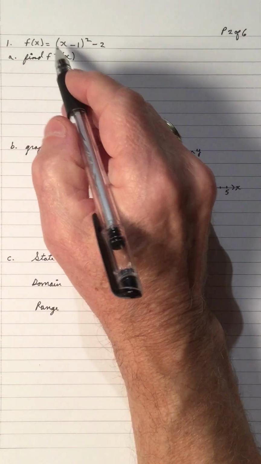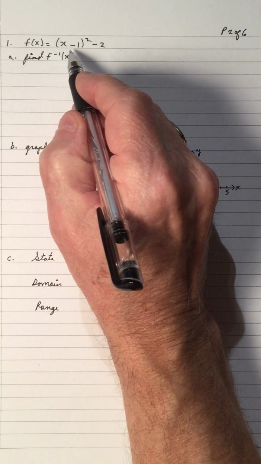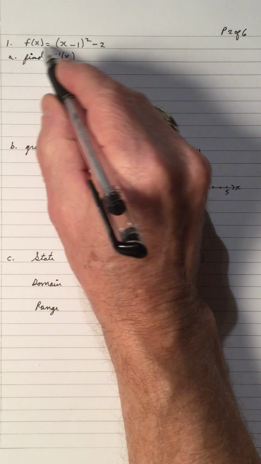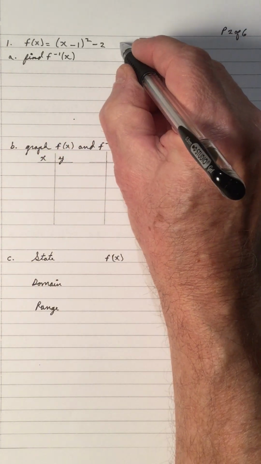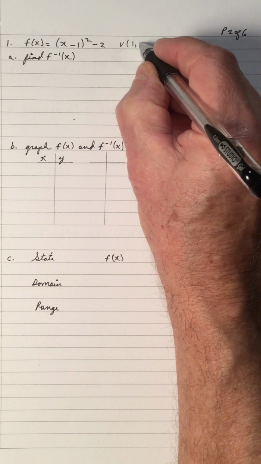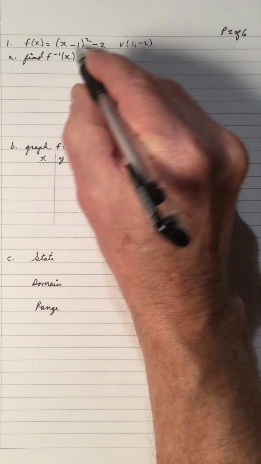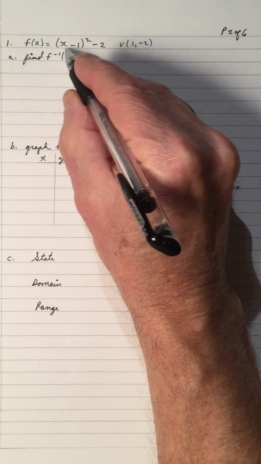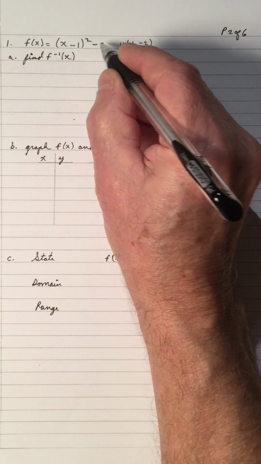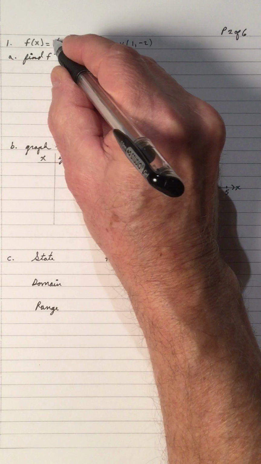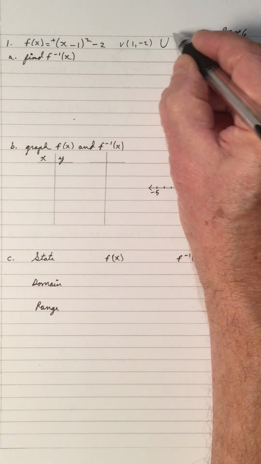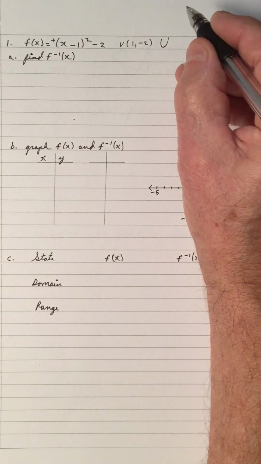Number 1, f of x equals (x minus 1) squared minus 2. This is a parabola, and the vertex of the parabola is the opposite of negative 1, which is 1, and negative 2. So if you put a 1 in here, you'll get 0 inside the square. So when you put a 1 in, you get y is negative 2. And because there's a positive here, that means the parabola is opening up.